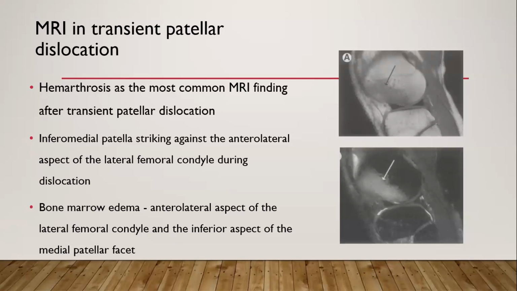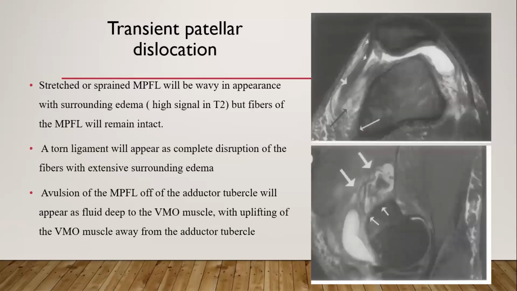Here, the inferior-medial patella striking against the anterolateral aspect of the lateral femoral condyle during dislocation brings about bone marrow edema in the lateral femoral condyle or the inferior aspect of the medial patellar facet. The MPFL fibers can be stretched or sprained and will be seen as a wavy appearance with surrounding edema if the fibers are intact. If it is torn, it appears as a complete disruption of the fibers with extensive surrounding edema. It can also avulse from the femoral attachment or patellar attachment.